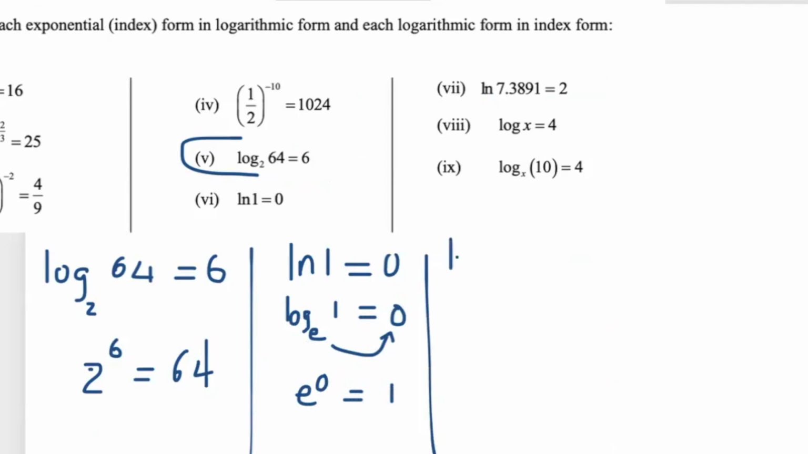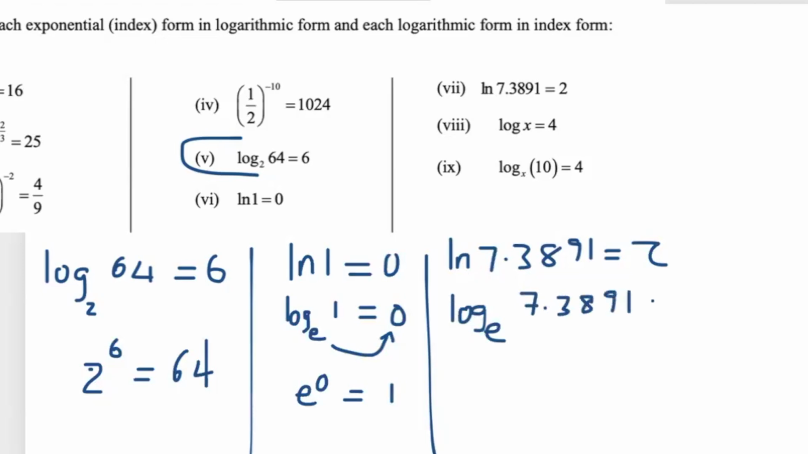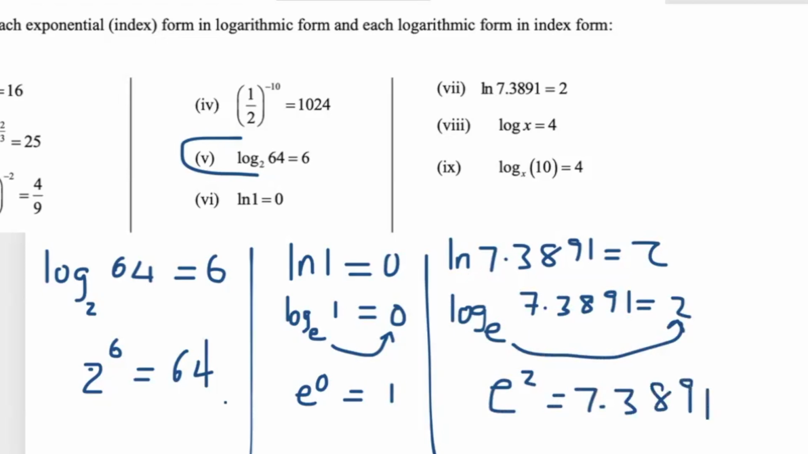Now if I have ln 7.3891 equal to 2, then I am going to change ln to log base e, followed by having the 7.3891 equal to 2. So e is the base and the 2 becomes the power. So it's going to be e squared equal 7.3891. Let's look at the next two on the other side.